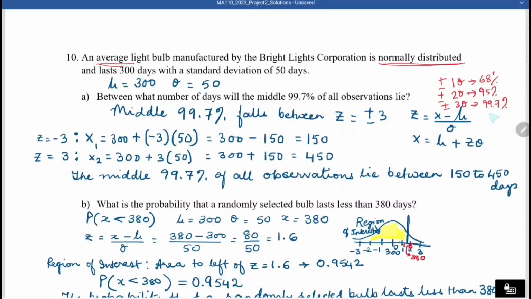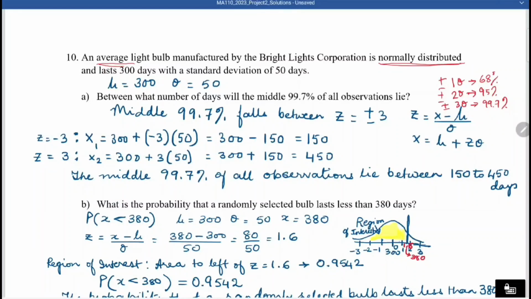And know from there that 99.7% refers to plus minus 3, z value of plus minus 3. So the z of minus 3 and z of plus 3. Now, we then go on to find the x1 and x2 values.